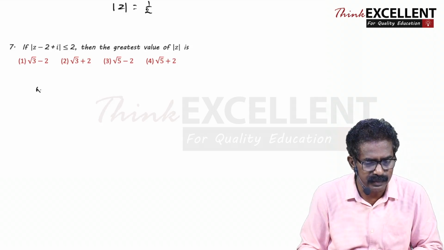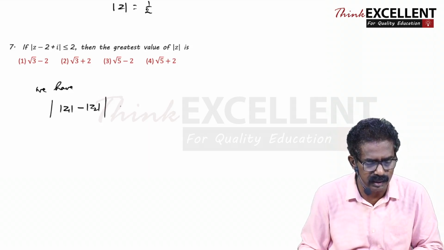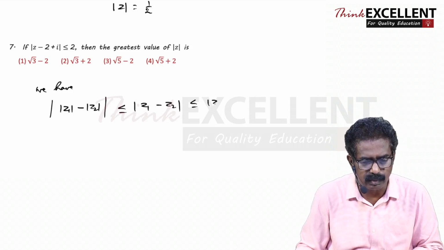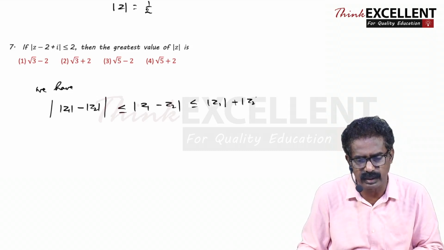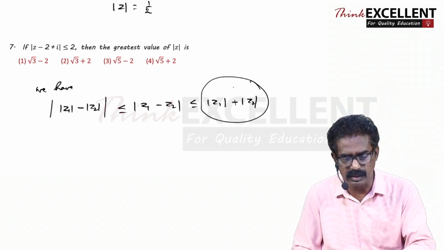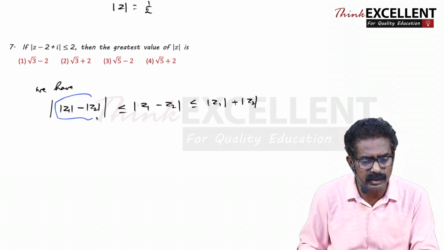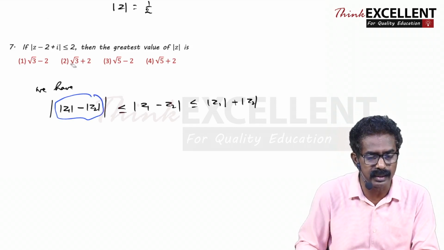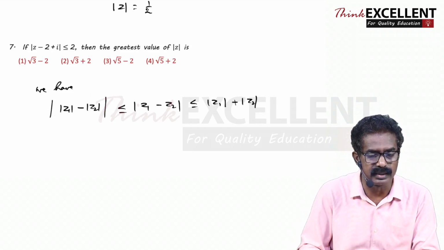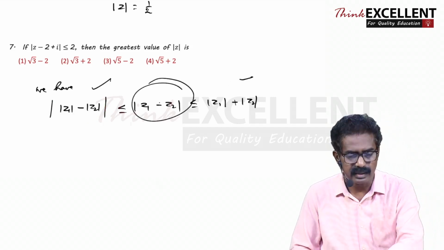So we have a result. Modulus of Z1 minus modulus of Z2, the whole modulus we take, is less than or equal to modulus of Z1 minus Z2, which is less than or equal to modulus Z1 plus modulus Z2. Okay, so this is one result you have to study. So here no need to give outside modulus because we are adding 2 positive values. But here you are subtracting 2 positive values, so it may be positive or negative, right? So that's the reason outside the modulus is there. So this is the least value, this is the greatest value of this, right?